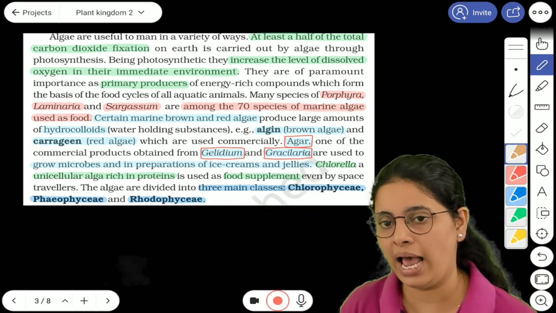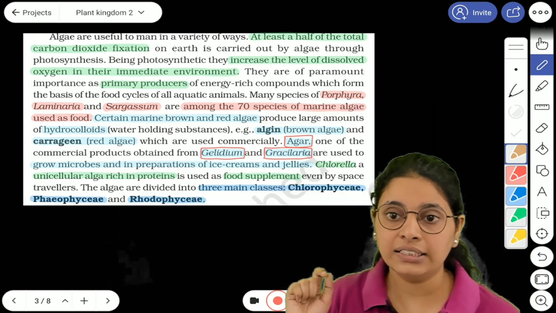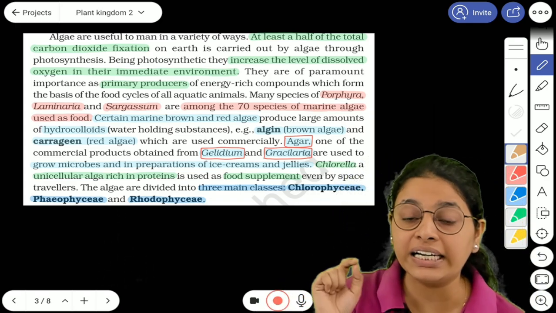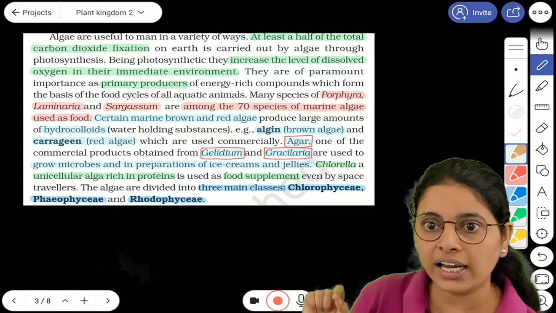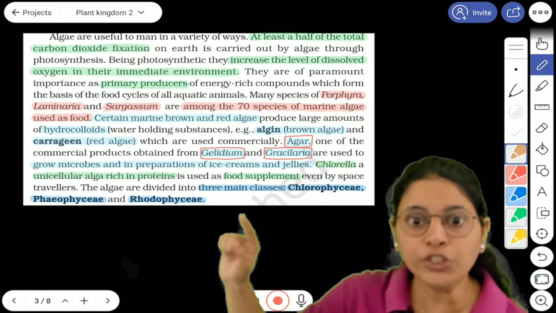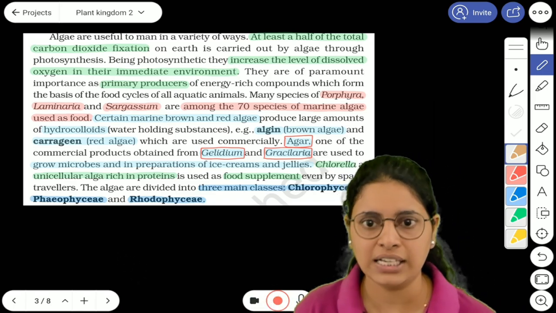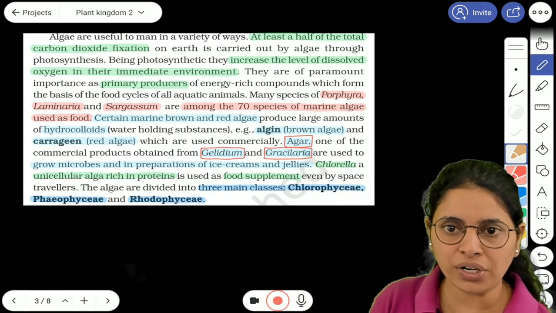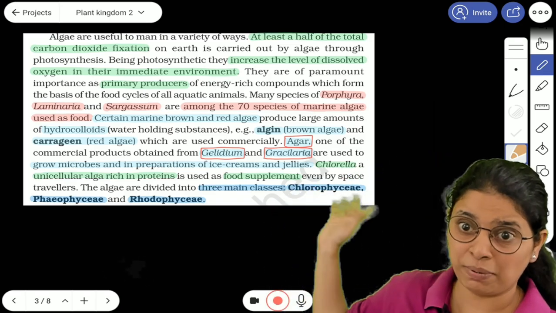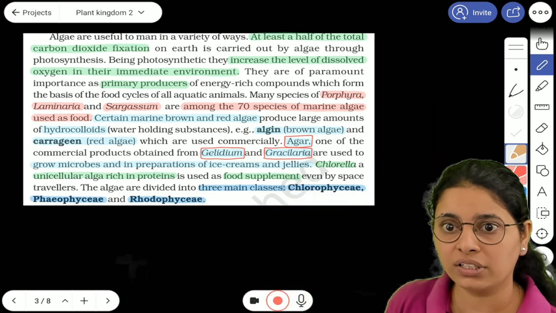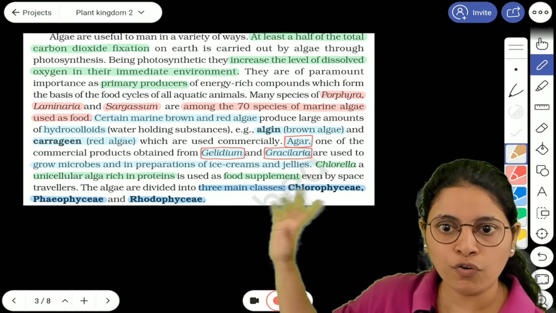Another important application, chlorella. Chlorella is a unicellular green alga. ये कौन से group से belong करता है? Green alga. ठीक है, chlorella is unicellular green alga which is very rich in proteins, and as it is very rich in proteins, it is used as a food supplement even by the space travelers. Very important example, chlorella, rich in proteins, used as food supplement.